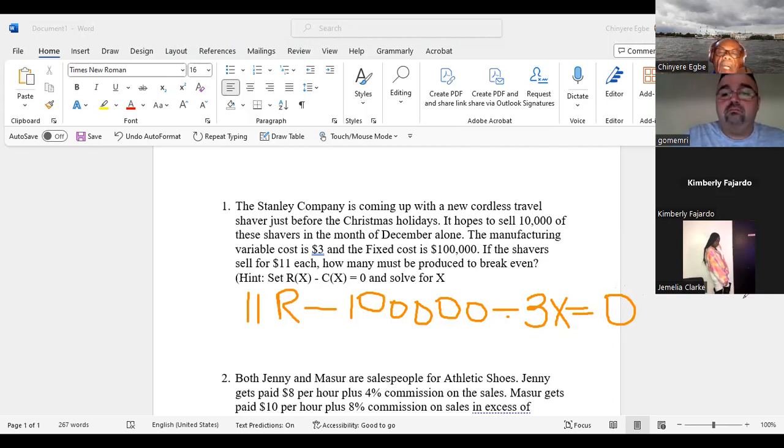Now, as you can see, you have 11R minus 100,000 minus 3x is going to be 0. And so we can now say that 11R, that's 11 for each quantity. As a matter of fact, it should be 11x, not 11R. Sorry for that. Because you're selling x quantities. $11x.